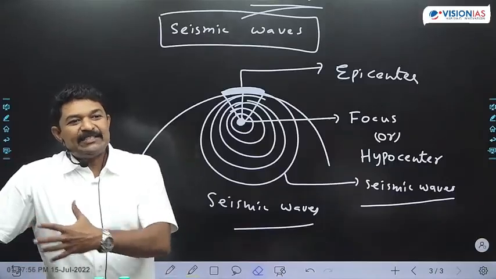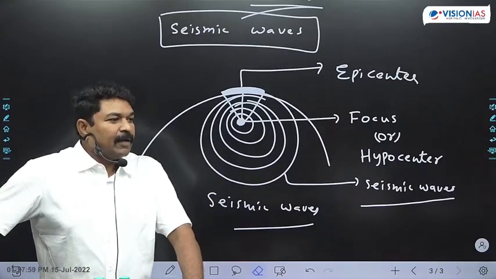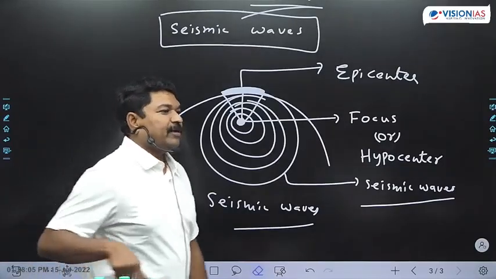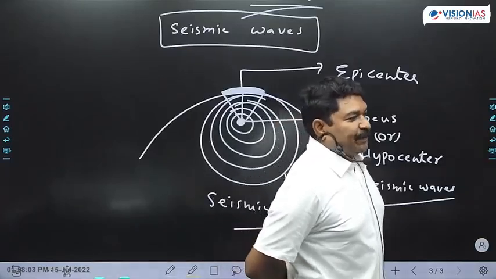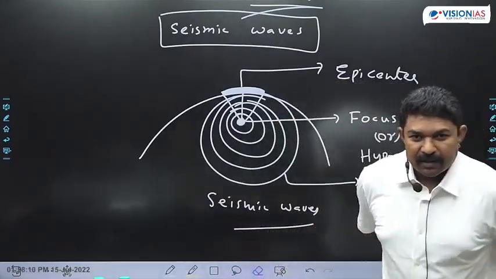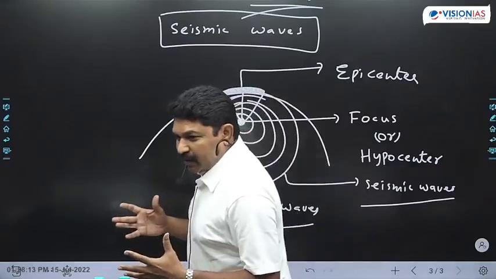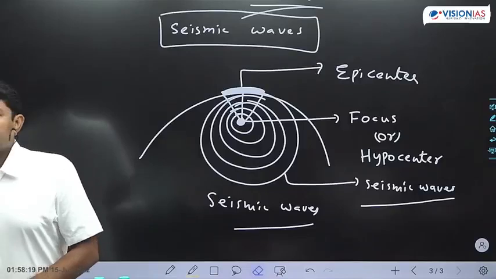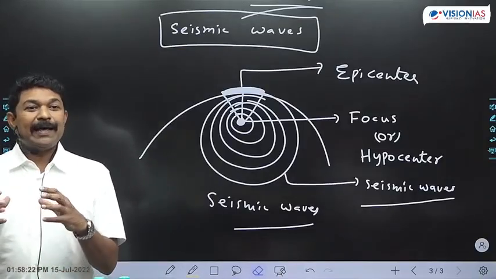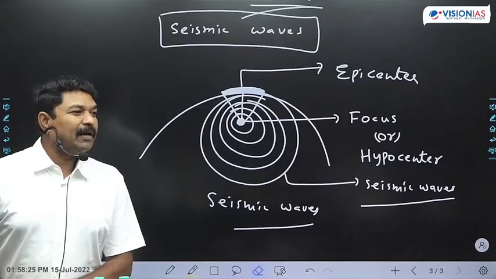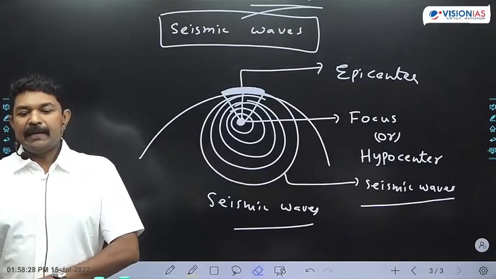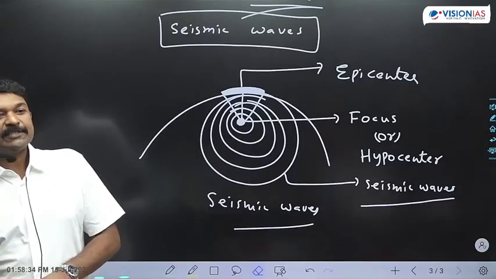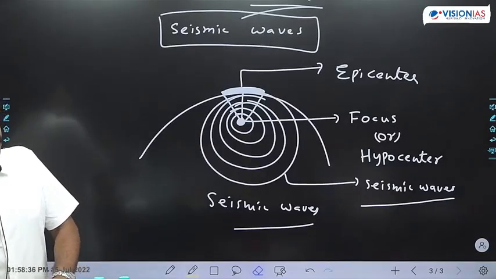Next point. The energy dissipates out in the form of a series of waves. Dissipates means what? Spreads out. The energy dissipates out in the form of a series of waves, called the ripple effect, R-I-P-P-L-E. These waves are called seismic waves.